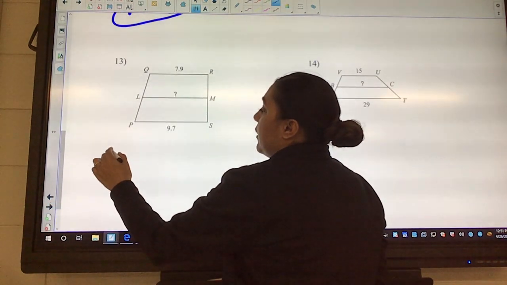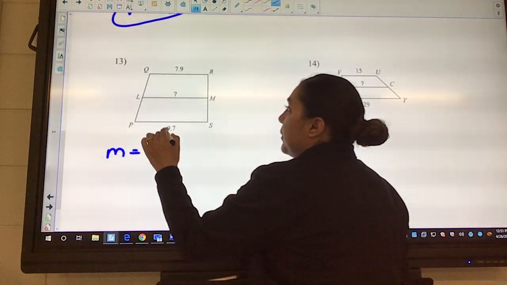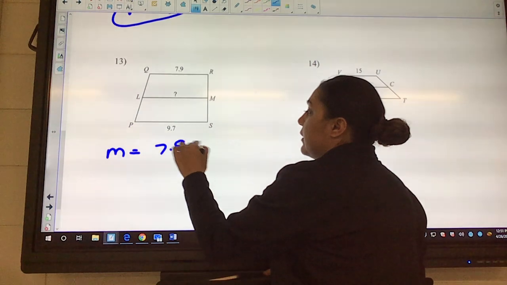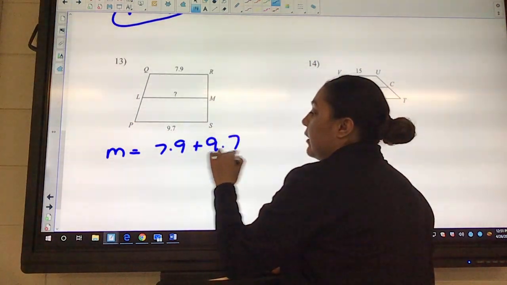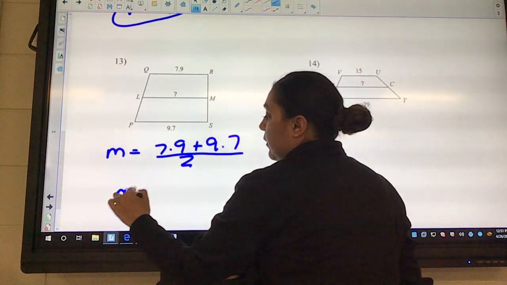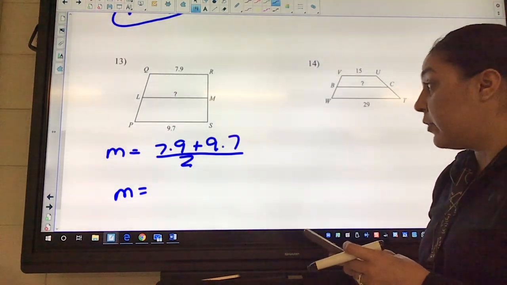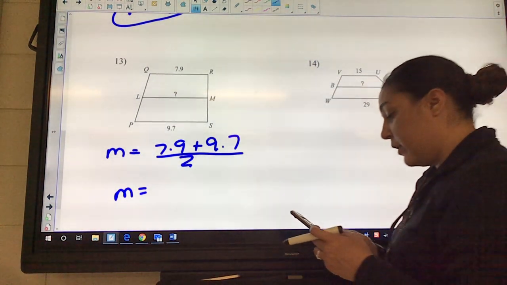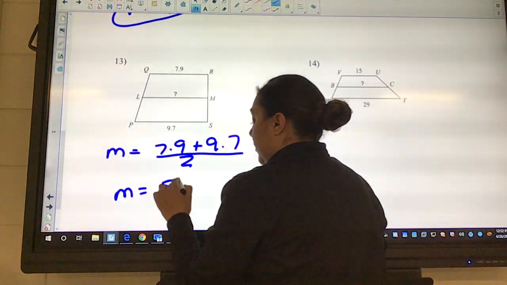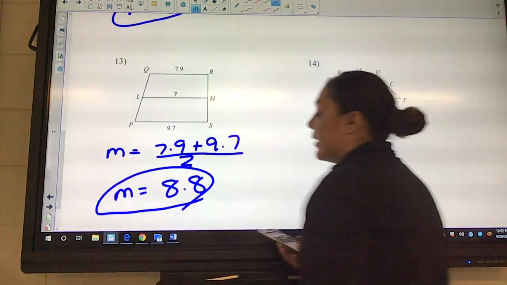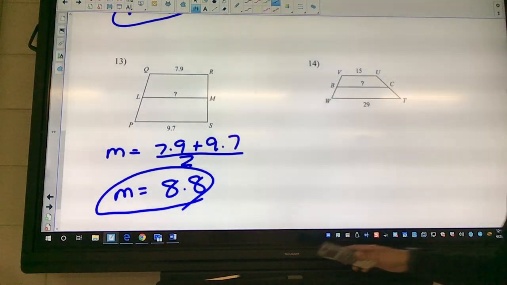For 13, we take the middle equals the top, which is 7.9, plus the bottom, 9.7, divided by 2. So we have 7.9 plus 9.7 divided by 2, which is going to be 8.8. The middle segment is going to be 8.8.